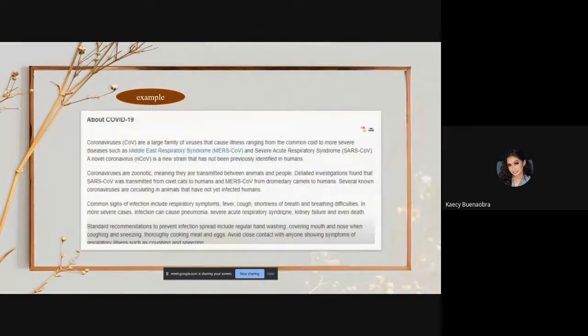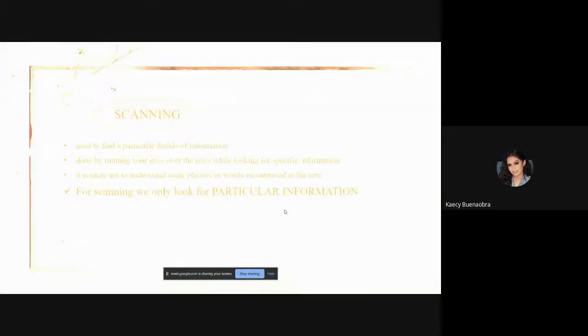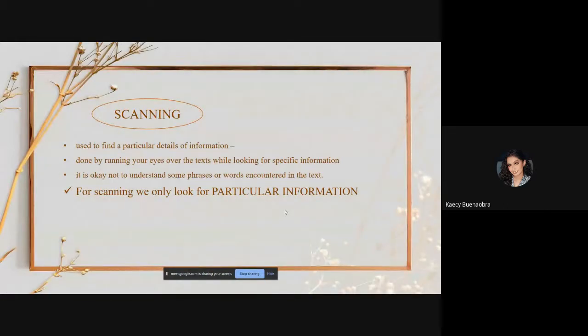I have here an example of an article which is about COVID-19. Let me call Mr. Ibo to read the second reading style. Okay, thank you, Mr. Ibo.